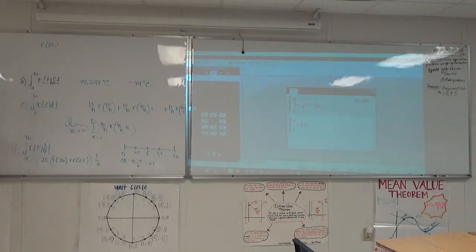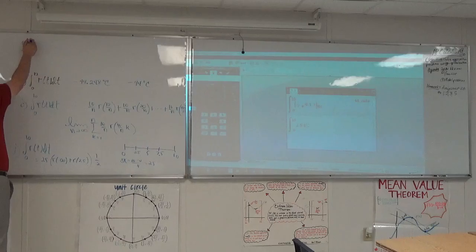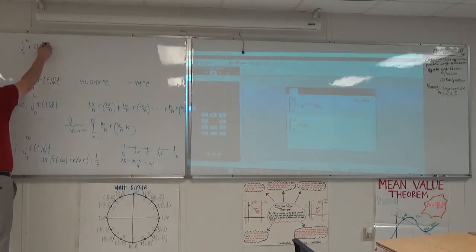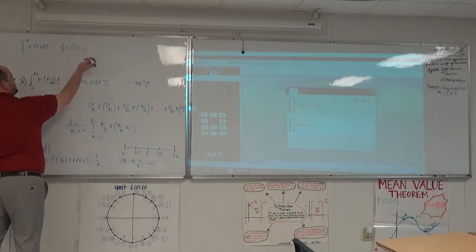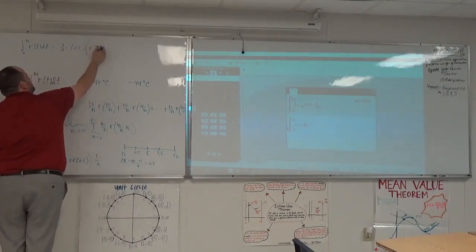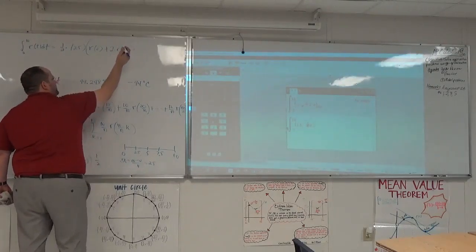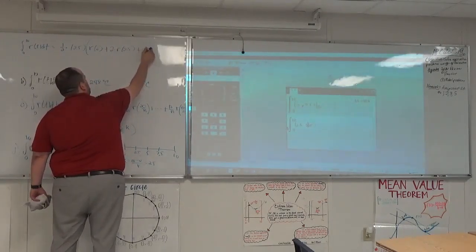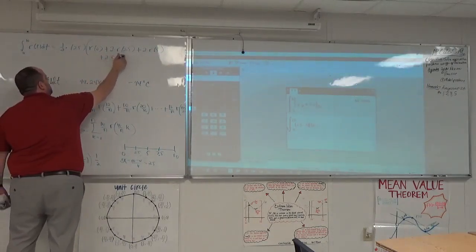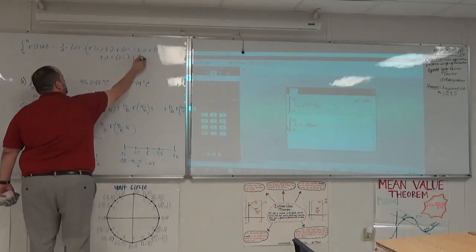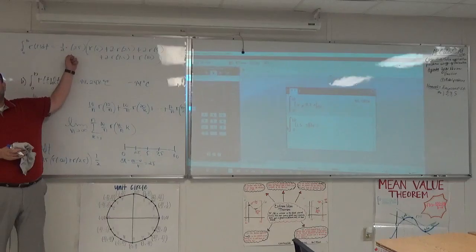That'd be nice. Okay. So one half times 2.5, and then R of 0 plus 2 times R of 2.5, plus 2 times R of 5, plus 2 times R of 7.5, plus R of 10, and then close it off. That one half is a common factor.